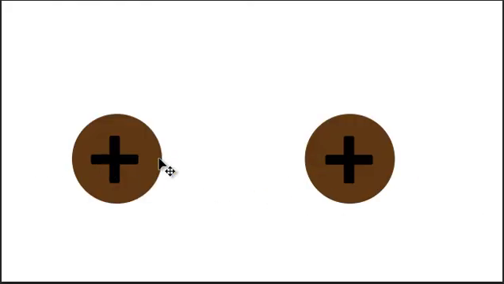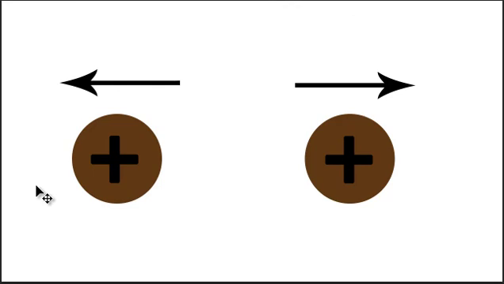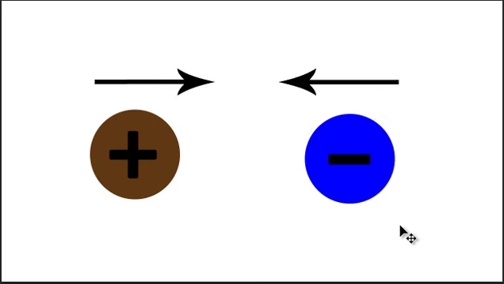Like charges repel each other. So when we have 2 like charges, they tend to repel each other. Unlike charges attract each other, like a proton and an electron, or a positive and a negative charge, they tend to attract each other. So these are what you should know about charges.